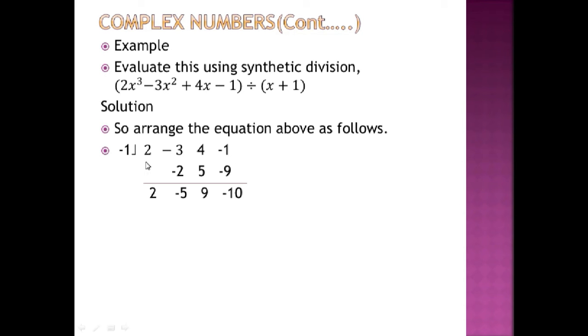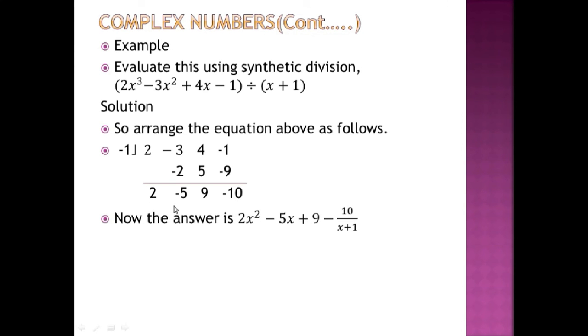Then we use the same principle as previously. We drop down this first number here, it's going to be 2. Then we multiply -1 times 2, which is -2. We add these two numbers, we have -5. We take -1 times -5, which is 5. Then we add these two numbers, and it's 9. 9 times -1 is -9. We add these two numbers, and then we get 10.